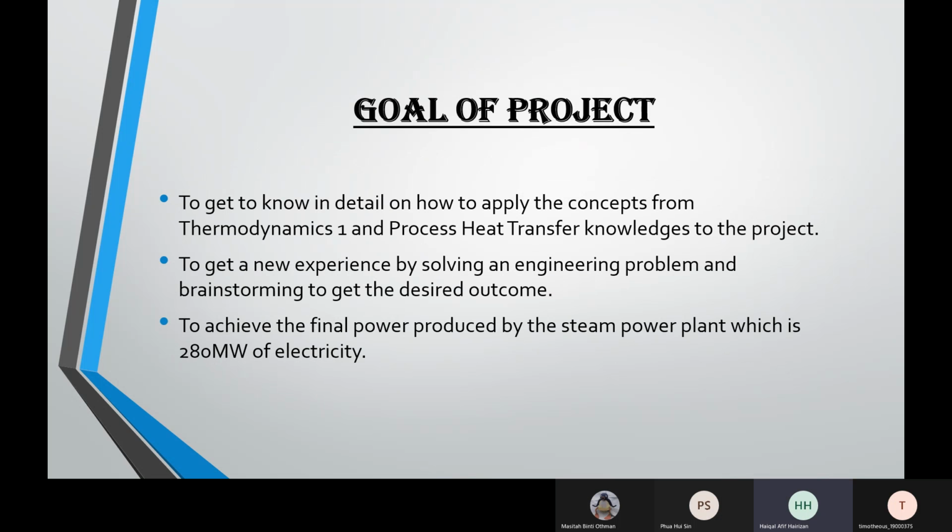Our goal of the project is to get to know in detail how to apply the concept of Thermodynamics 1 and transfer knowledge to the project, and to gain experience by solving an engineering problem and brainstorming to get the desired outcome, and then to achieve the final power produced by the steam power plant, which is 280 megawatt of electricity.